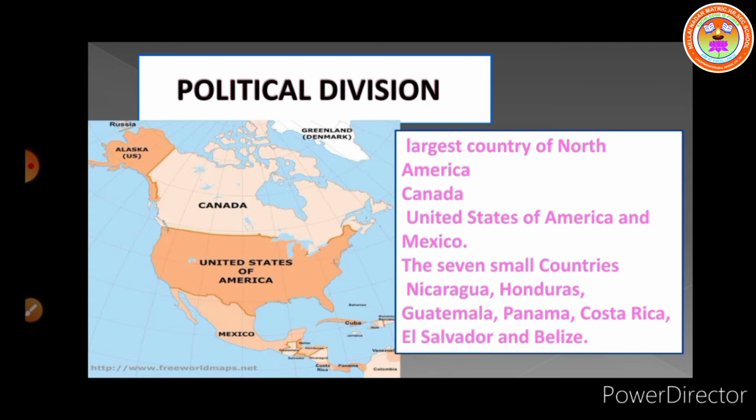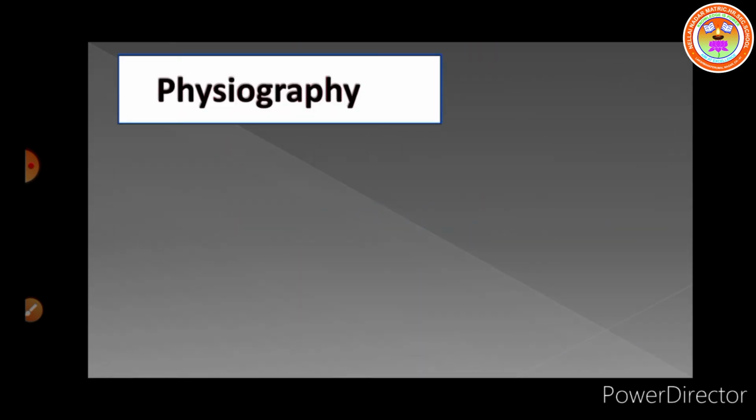The 7 small countries which lie to the south of Mexico are referred to as Central America. These include Nicaragua, Honduras, Guatemala, Panama, Costa Rica, El Salvador and Belize. Okay? Next let us see physiography.